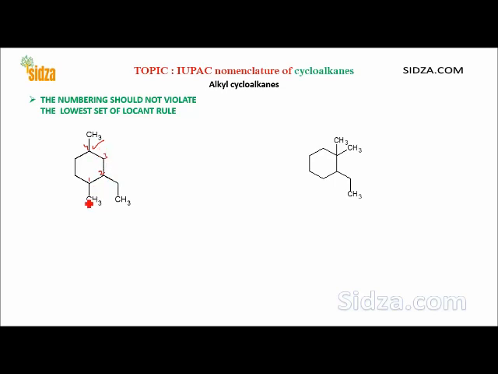But if you do the numbering from here, from this carbon, it will be number 1, 2 and 3. So it gets the 1, 2 and 4, right? 1, 2 and the 4. 1, 2, 4 is the correct one, because this is the lowest set of locants.